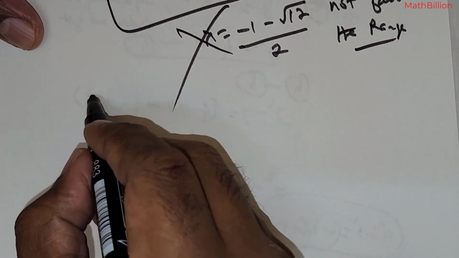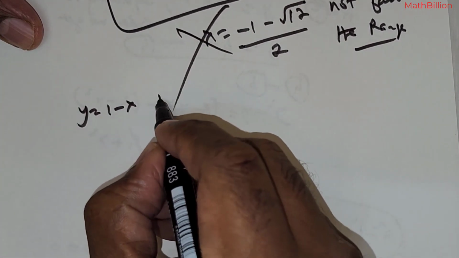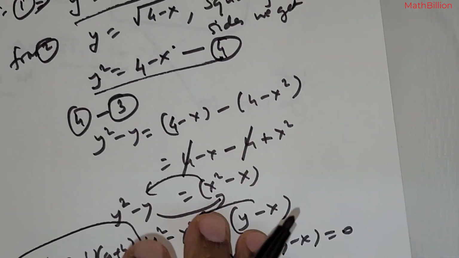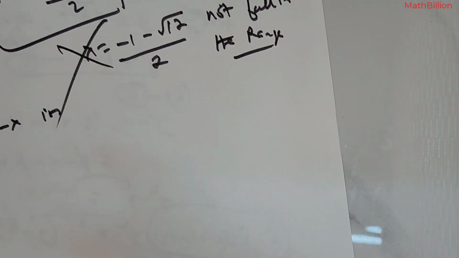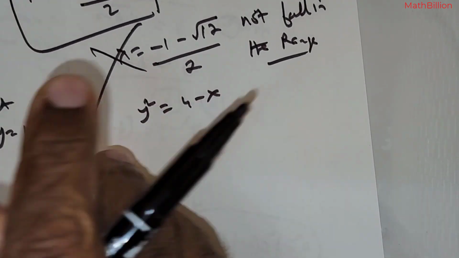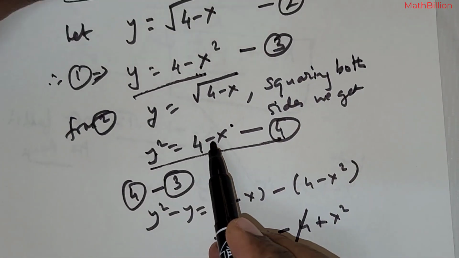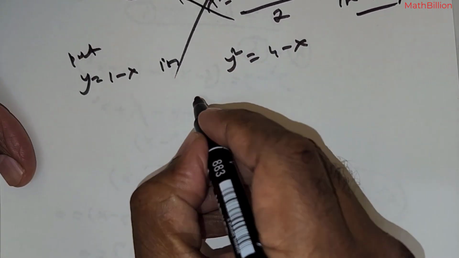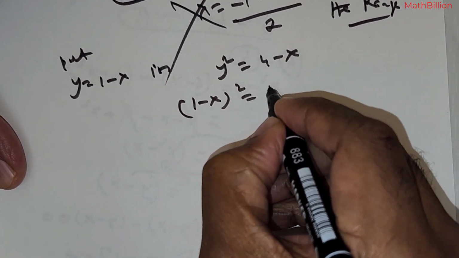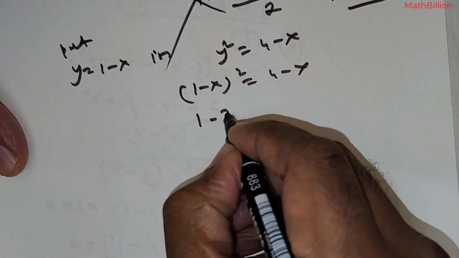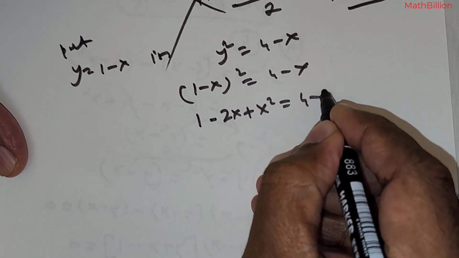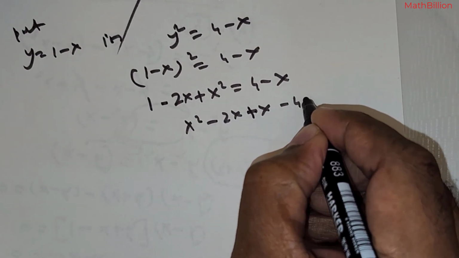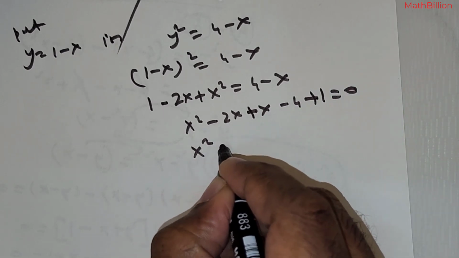So now coming to the second root, y is equal to 1 minus x, you put y is equal to 1 minus x here into 4, y squared is equal to 4 minus x, right? You put it into this system. So what do we get? (1 minus x) whole squared is equal to 4 minus x. This is 1 minus 2x plus x squared is equal to 4 minus x. This is x squared minus 2x plus x minus 4 plus 1 is equal to 0, which is x squared.